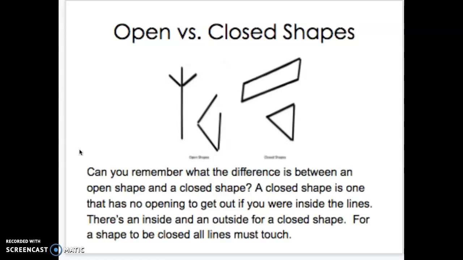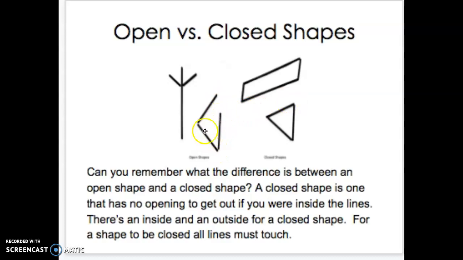Can you remember what the difference is between an open shape and a closed shape? A closed shape is one that has no opening to get you out if you were inside the lines. This is a closed shape. All sides are closed. There is an inside and an outside for a closed shape. For a shape to be closed, all lines must touch.